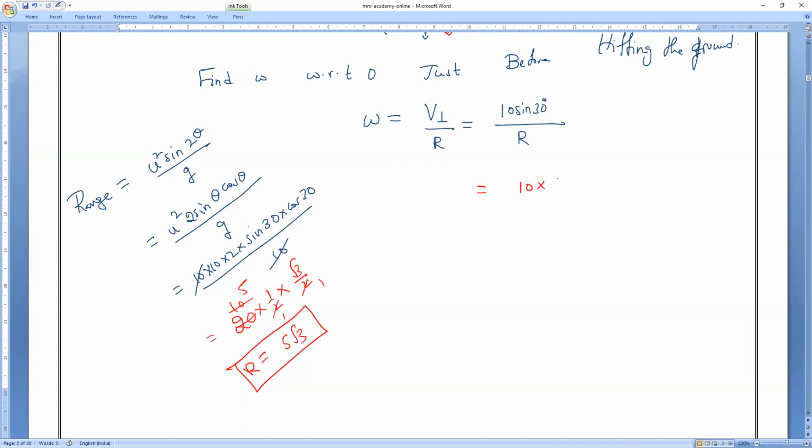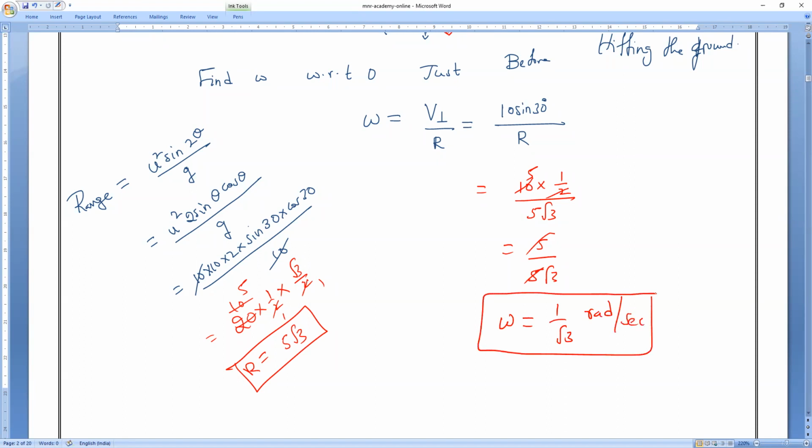So 10 sine 30 value, how much, guys? 10 into sine 30, 1 by 2, divided by 5 root 3. So 2 ones are 2, 2 5s are 10, which equals 5 by 5 root 3. So 5 will get cancelled. So what is the omega? Everybody, 1 by root 3 radian per second. That is the answer. Clear?